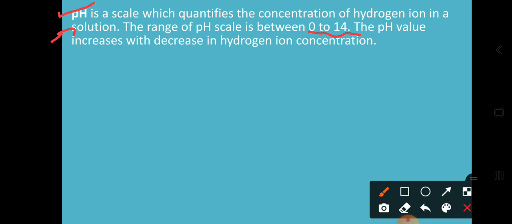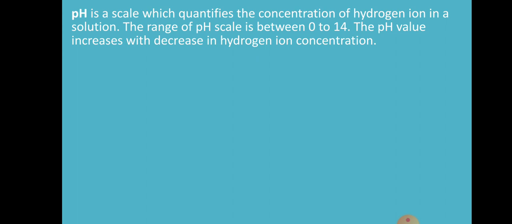There are 0 to 14 numbers on the pH scale, and the pH value increases and decreases with the hydrogen ion concentration. So the pH value increases when the hydrogen ion concentration decreases. So how do we get this name?